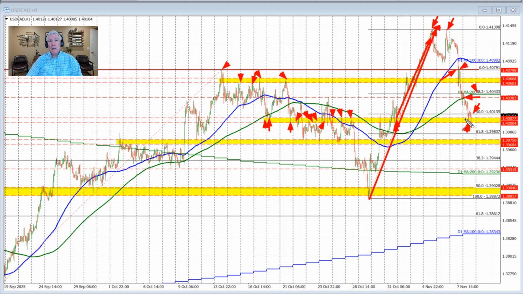So there's a battle going on above and below the 50% and also around this lower swing area right through here and the 1.40 level. Ultimately, if we're going to go lower, we need to get below the 1.40 level and start to work toward the 61.8% retracement and work toward this swing area here.